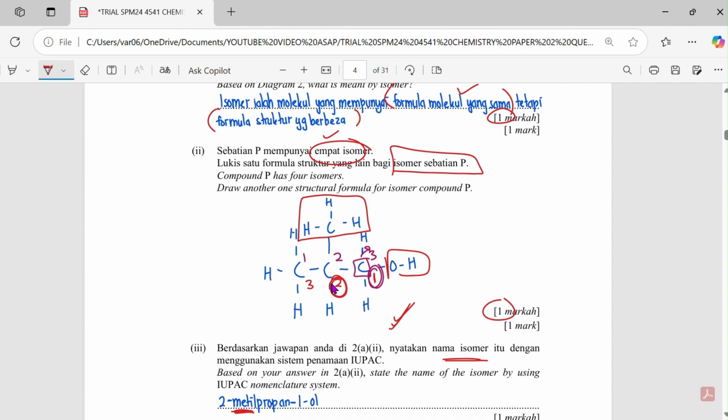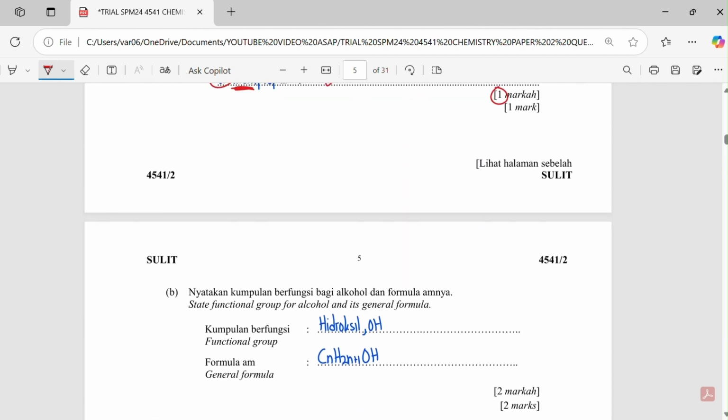Next. Nyatakan kumpulan berfungsi bagi alkohol dan formula amnya. So kumpulan berfungsi is hydroxyl.